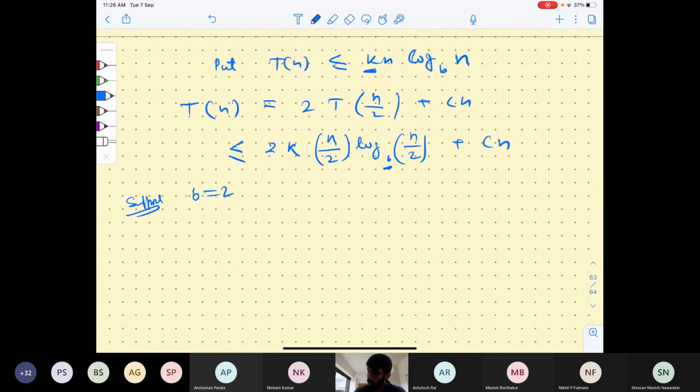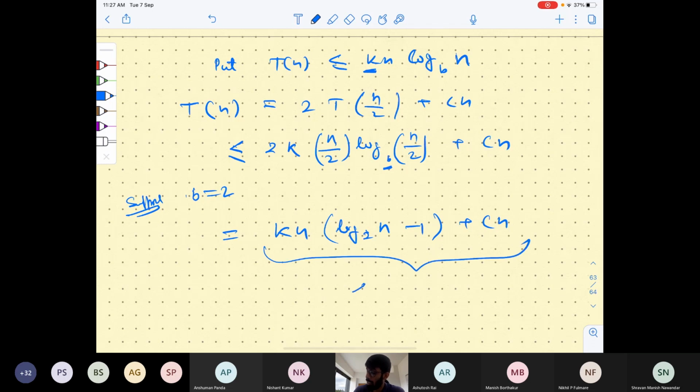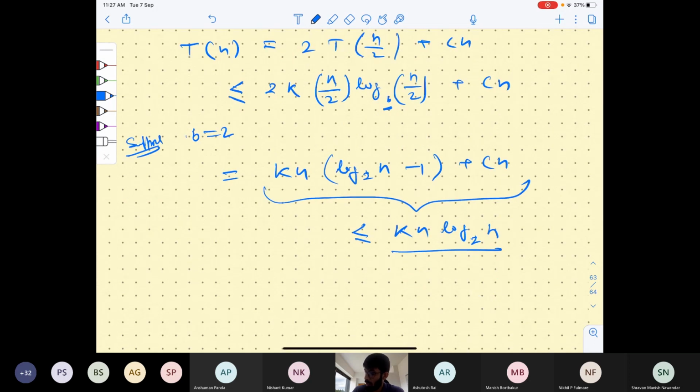and then we can fix k also later. So then this becomes 2k (n/2), so let's write this as kn, and then you get (log base 2 of n minus 1) plus cn, right? And what do we want to show? We want to show that this whole quantity is less than or equal to kn log base 2 of n, or b base n, and b is equal to 2. So this is what we want to show. Maybe I should have written one more step. So let's say this is kn log base 2 of n minus kn plus cn, right?